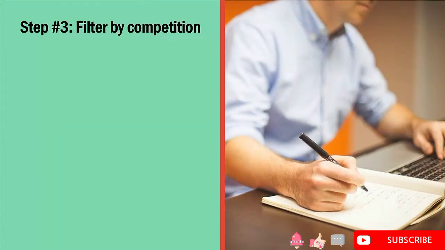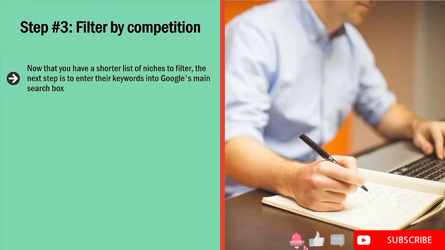Step number 3, filter by competition. Now that you have a shorter list of niches to filter, the next step is to enter their keywords into Google's main search box.